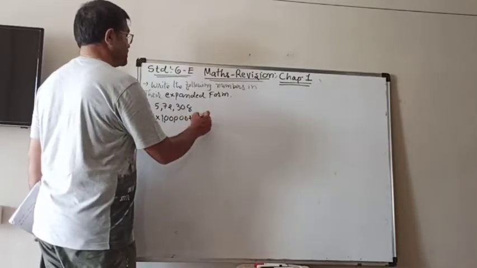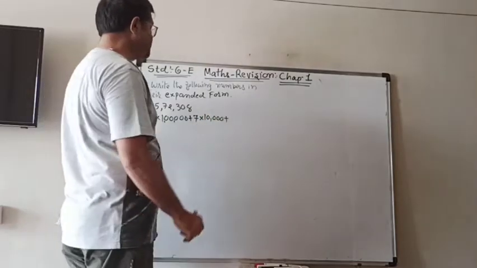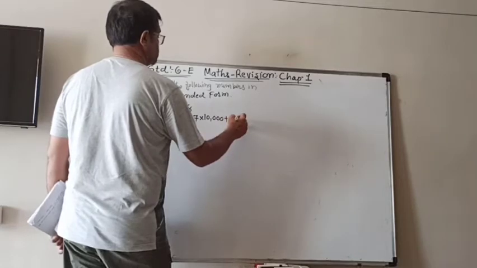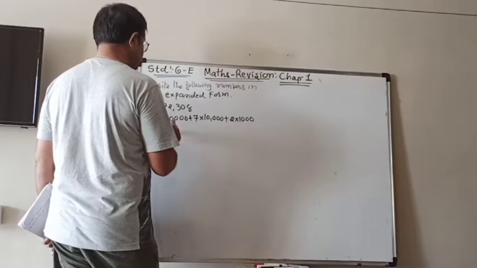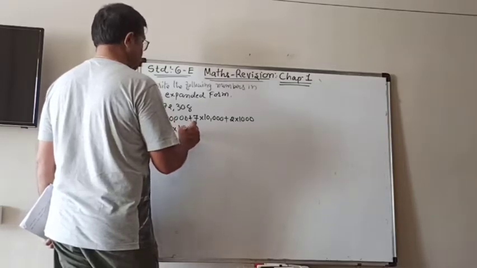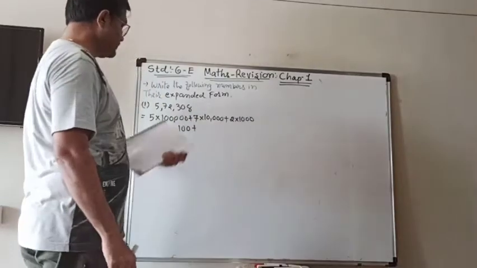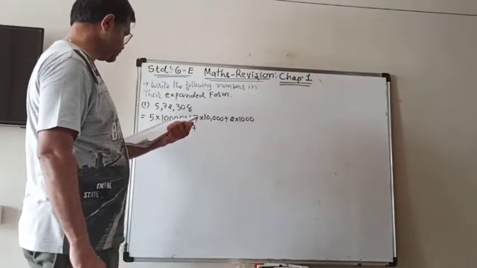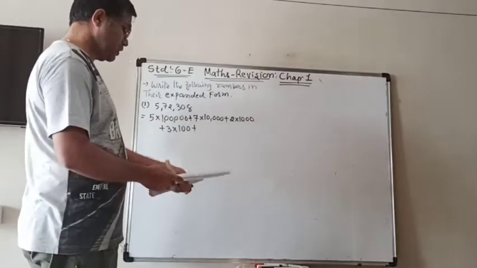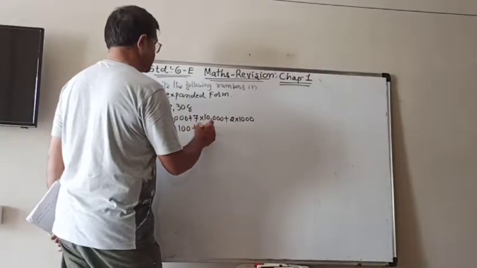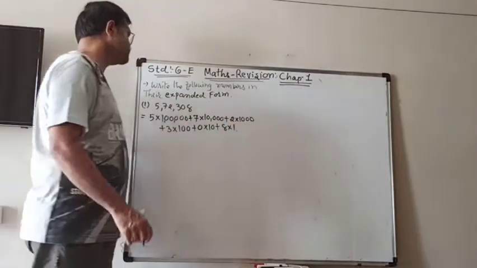plus 7 into 10,000 plus 2 into 1,000 plus 3 into 100 plus now 0 into 10, but 0 is not there, so you can skip that 0 also. Or you can write down 0 into 10 plus 8 into 1.